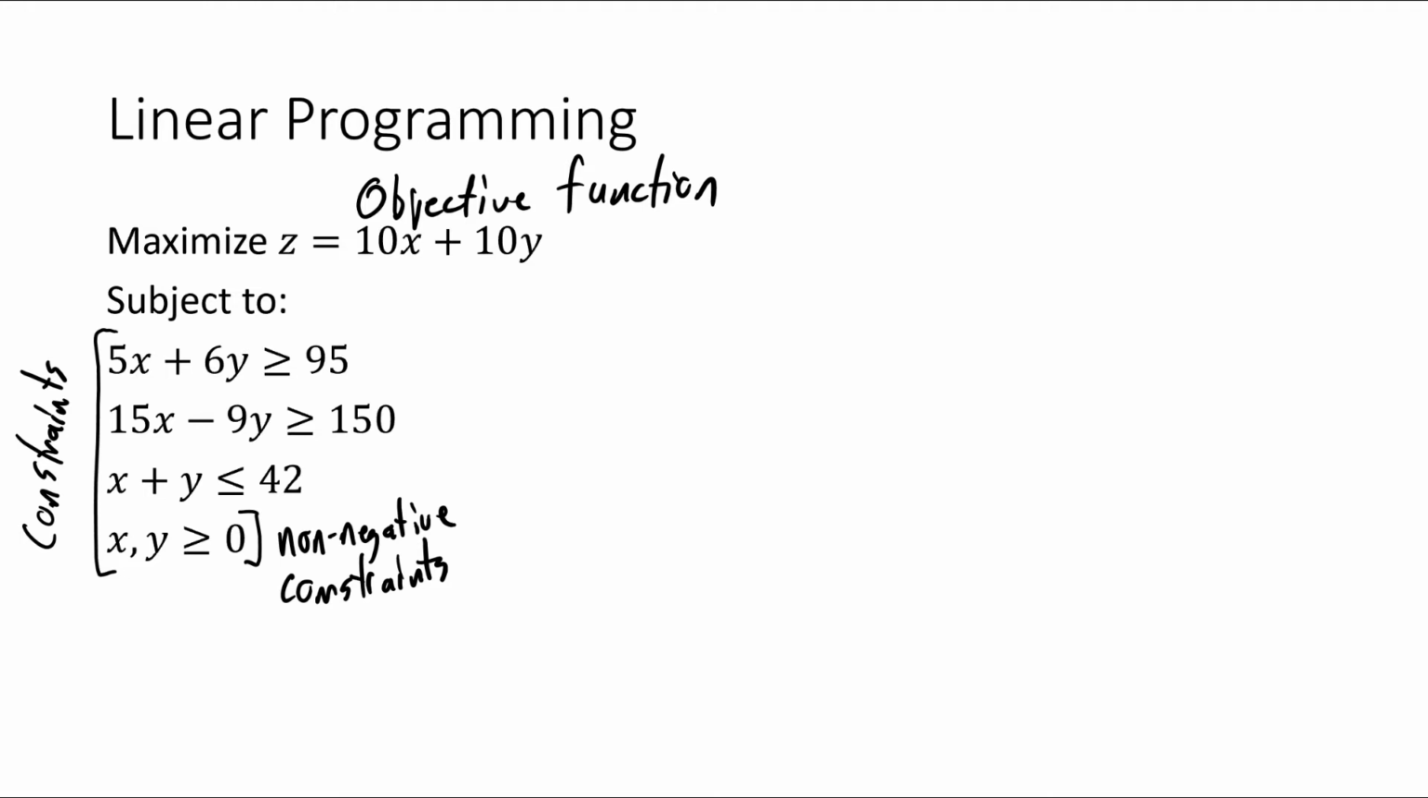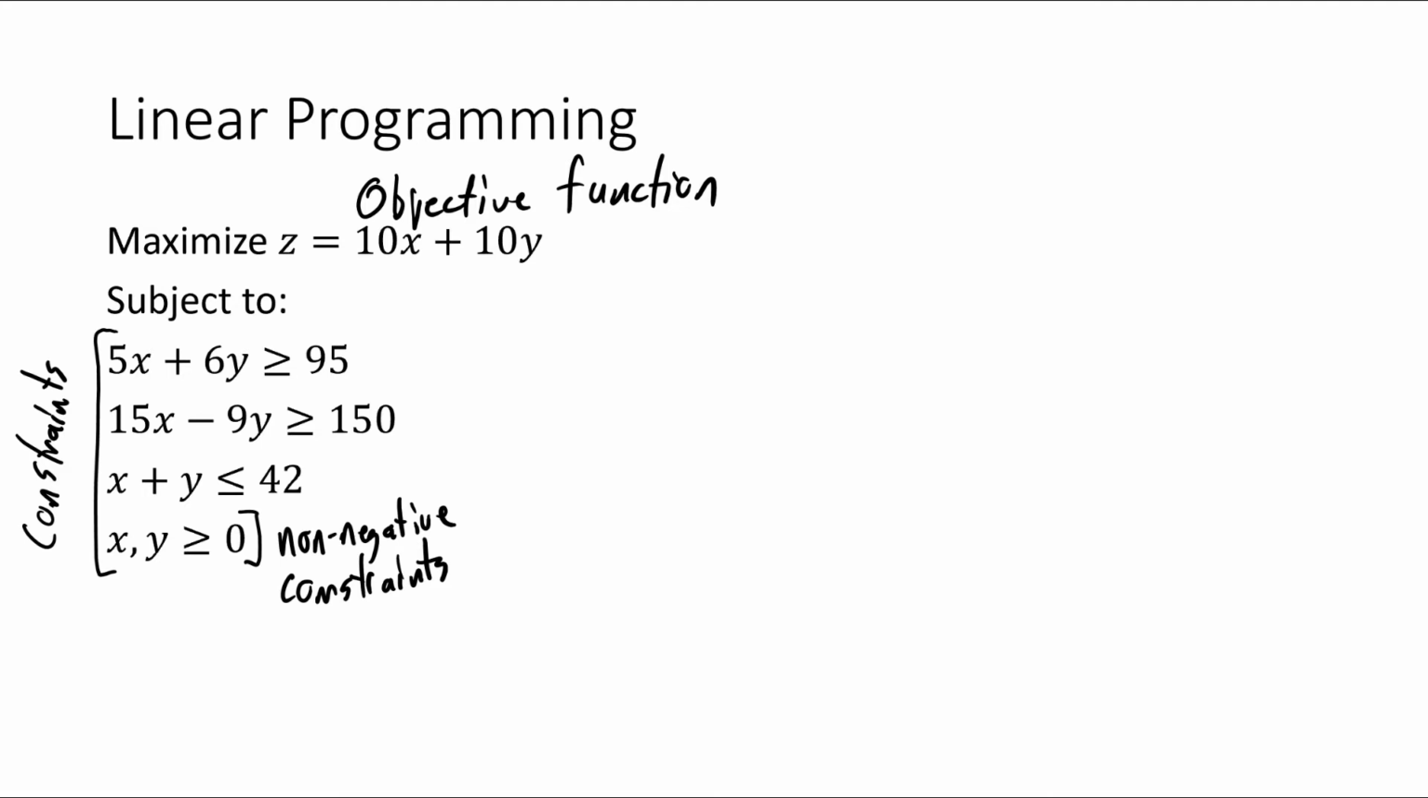All right, so those are the three parts of our linear programming problem: our objective function, our constraints, and our non-negative constraints. The non-negative constraints will be a part of every single word problem, but not necessarily every single problem. But if it's a word problem, you need the non-negative constraints. So make sure not to forget those.